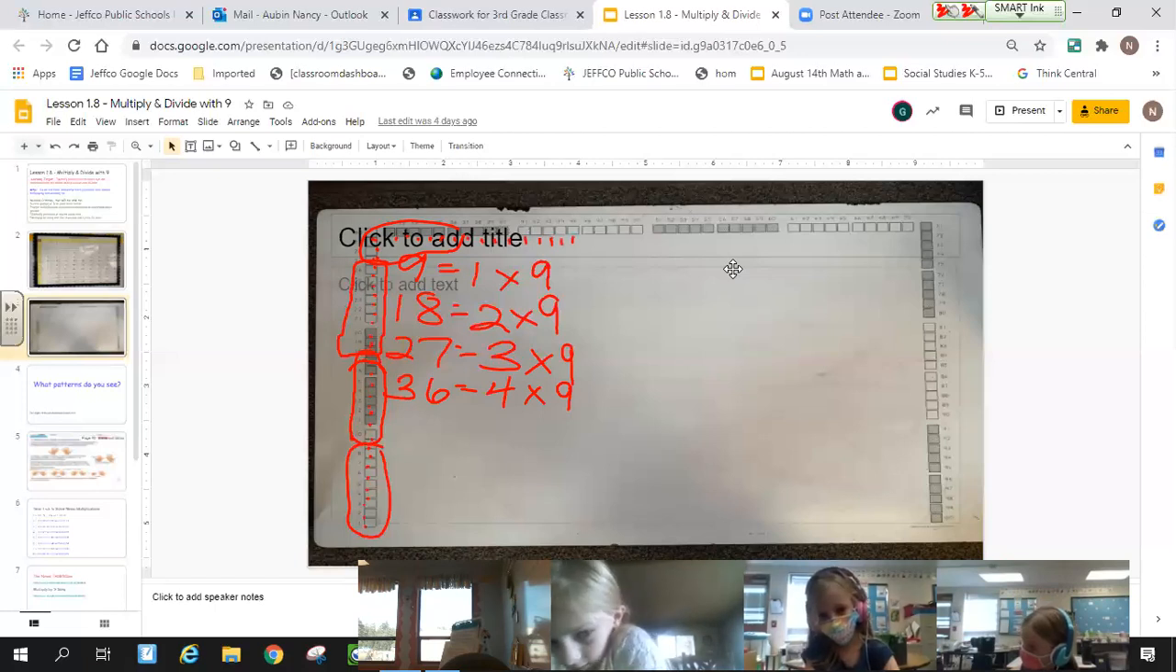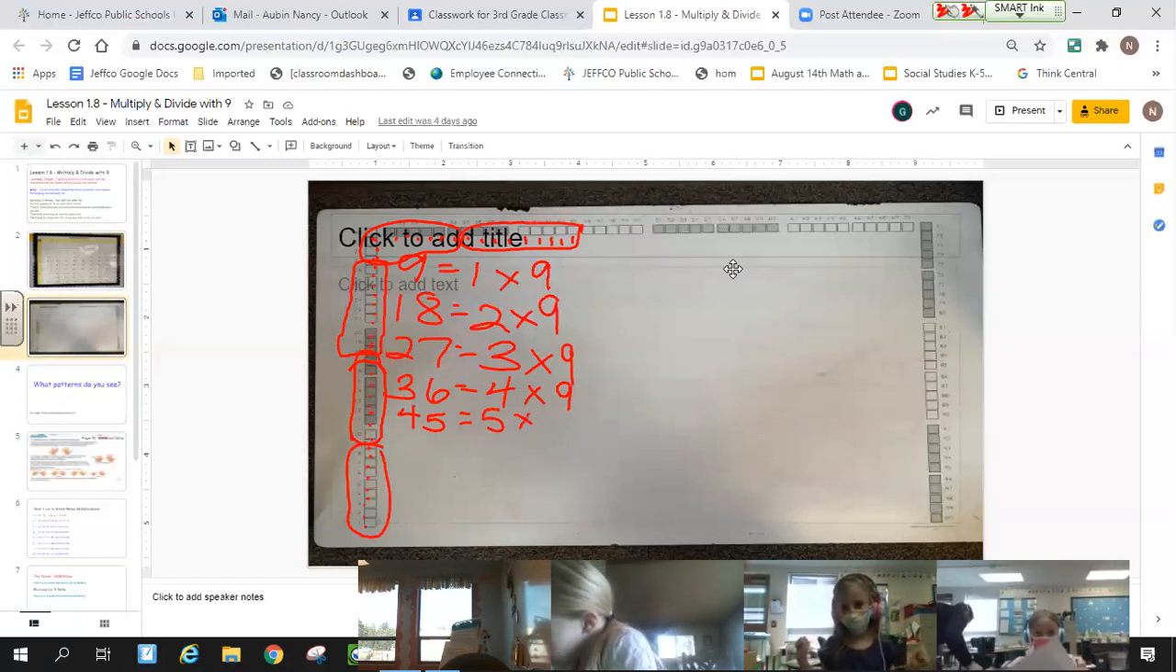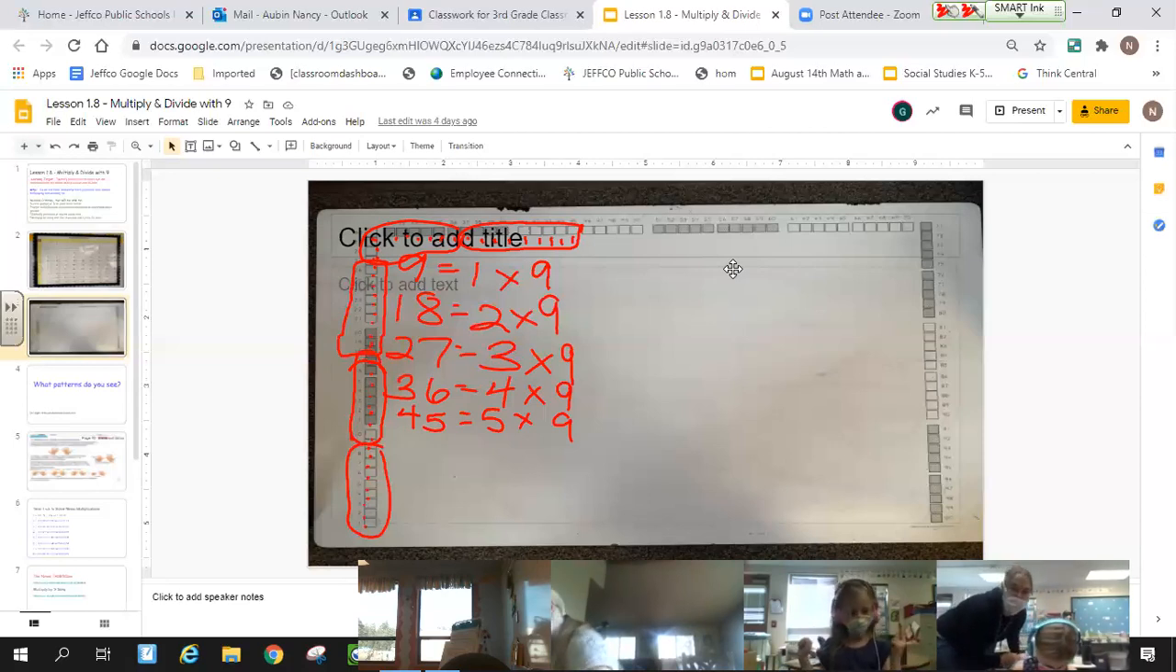Okay, count 9 more. What do you land on? Marin? 45. 9 more. Another group of 9 would be 45. 5 groups of 9. 45 equals 5 times 9. Well, I don't know if you can go to 44 from 45. Count 9 more. Use your squares. It is looking good. 54.